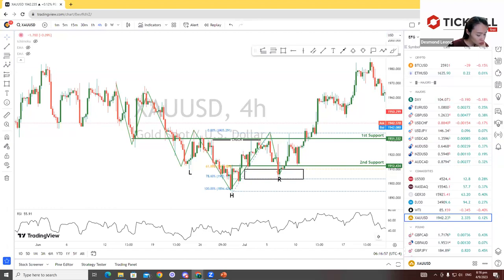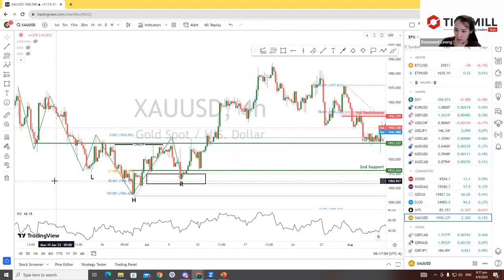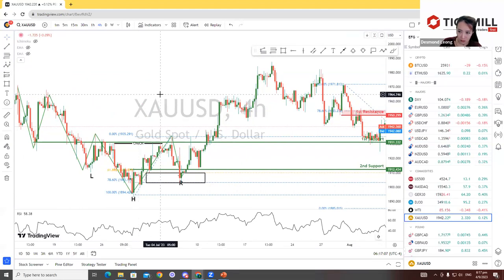What indicator do you use? I only use RSI, just to find bearish and bullish divergence. And then I use Fibonacci, which is retracement, extension, and projection, or Fibo levels to trade. Yeah, sorry, I was just reading a question.